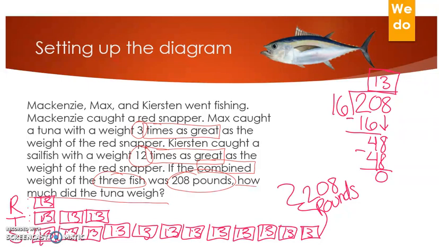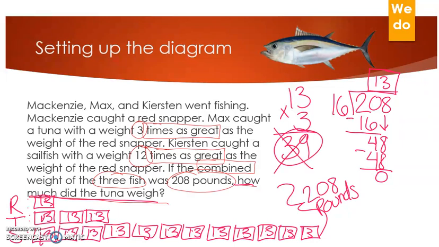Now let's look back to what the original question was. How much did the tuna weigh? So let's look at the tuna. It has 3 boxes with 13s in them. So we need to multiply 13 times 3. 3 times 3 is 9. 1 times 3 is 3. And is it just 39? That's the answer? No. It's 39 pounds.